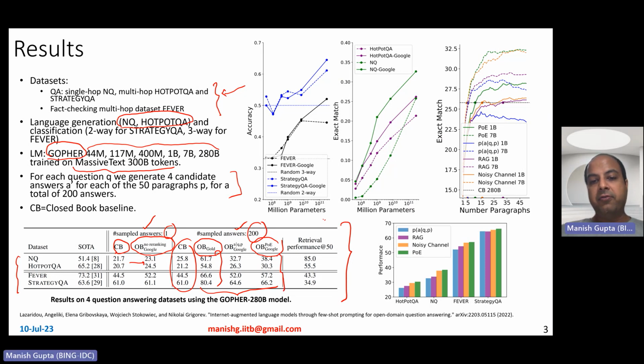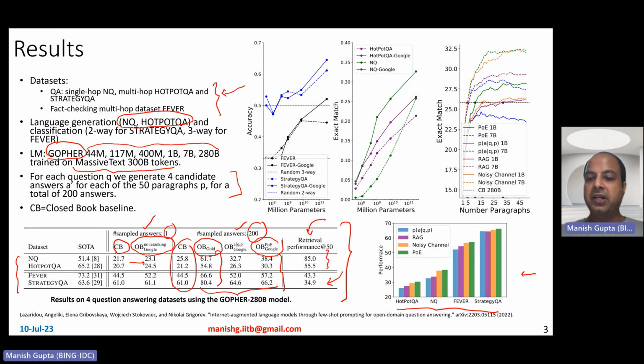Also, if you look at the retrieval performance, remember you're also retrieving from the Google Search API various paragraphs that may make sense. What you observe is that the retrieval performance is really good for natural questions and hotpot QA, but not so good for fever and strategy QA. This is the performance, as you can see, across different re-ranking schemes for each of the 4 data sets.